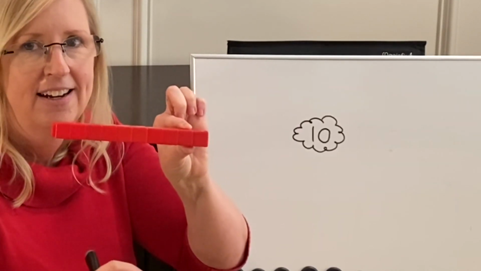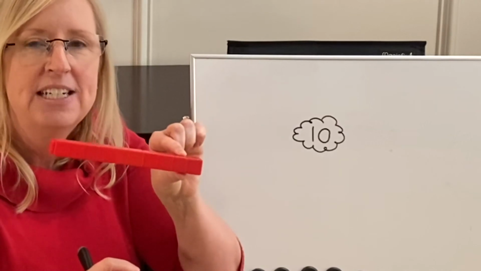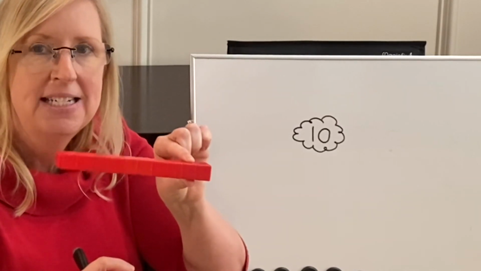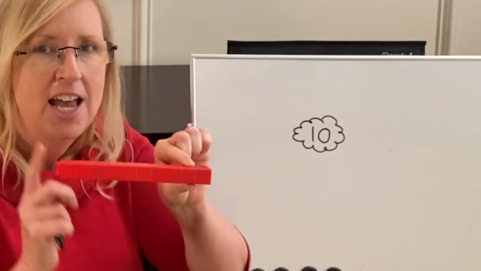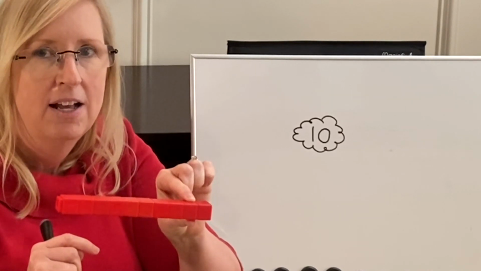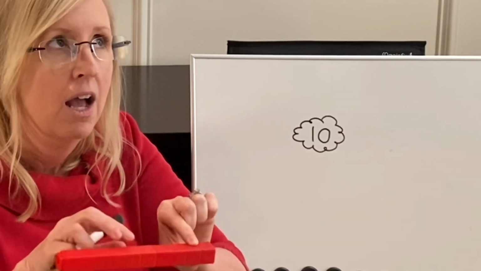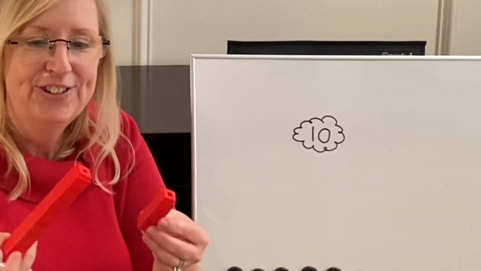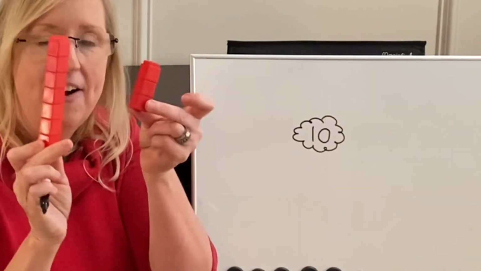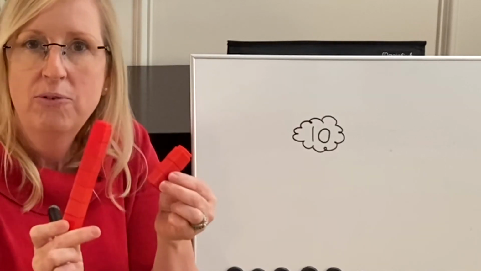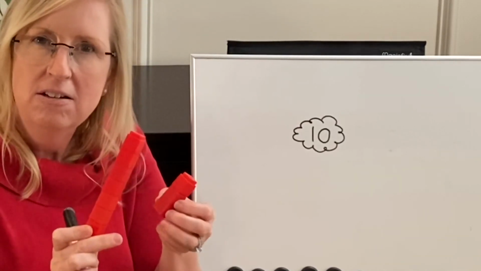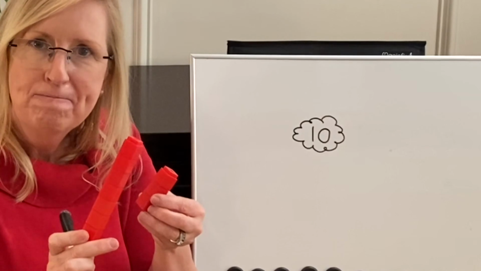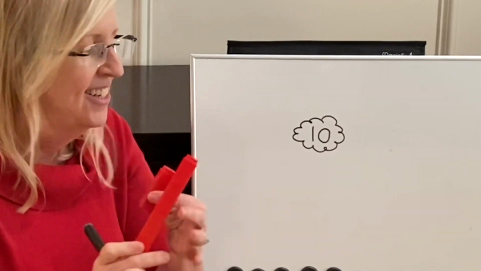Now I did it. Okay, I am going to snap my 10 into two pieces as soon as you tell me to do it. I'm listening. I heard you. You said snap. And now I took my 10 and I broke it into two parts. Do you think we could write a number bond for that? I think we can too.